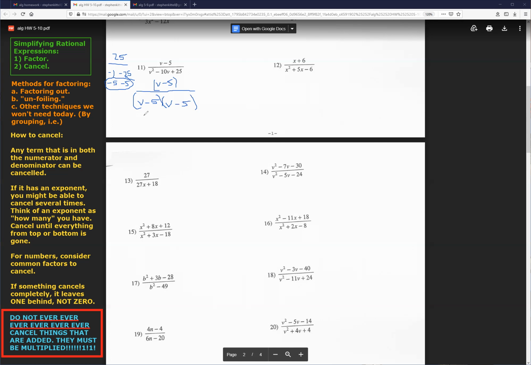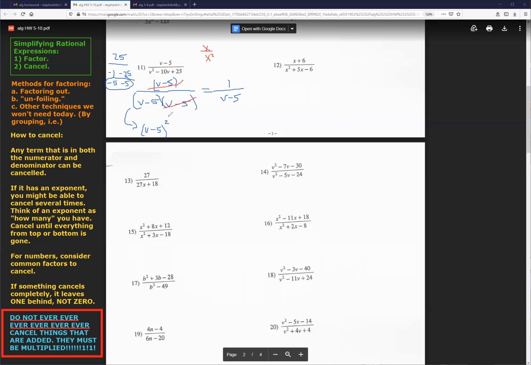Now, if you prefer, you could have written this as v minus 5 squared, because it's v minus 5 times itself. And that's important because what I want you to recognize when we get to the cancellation part of this is that this v minus 5 cannot cancel with both of these. It only cancels with one. Just like if we had x over x squared, we wouldn't cancel the x with both of these x's on the bottom. The same is true here when it's v minus 5. So therefore, the answer to this question is 1 over v minus 5.